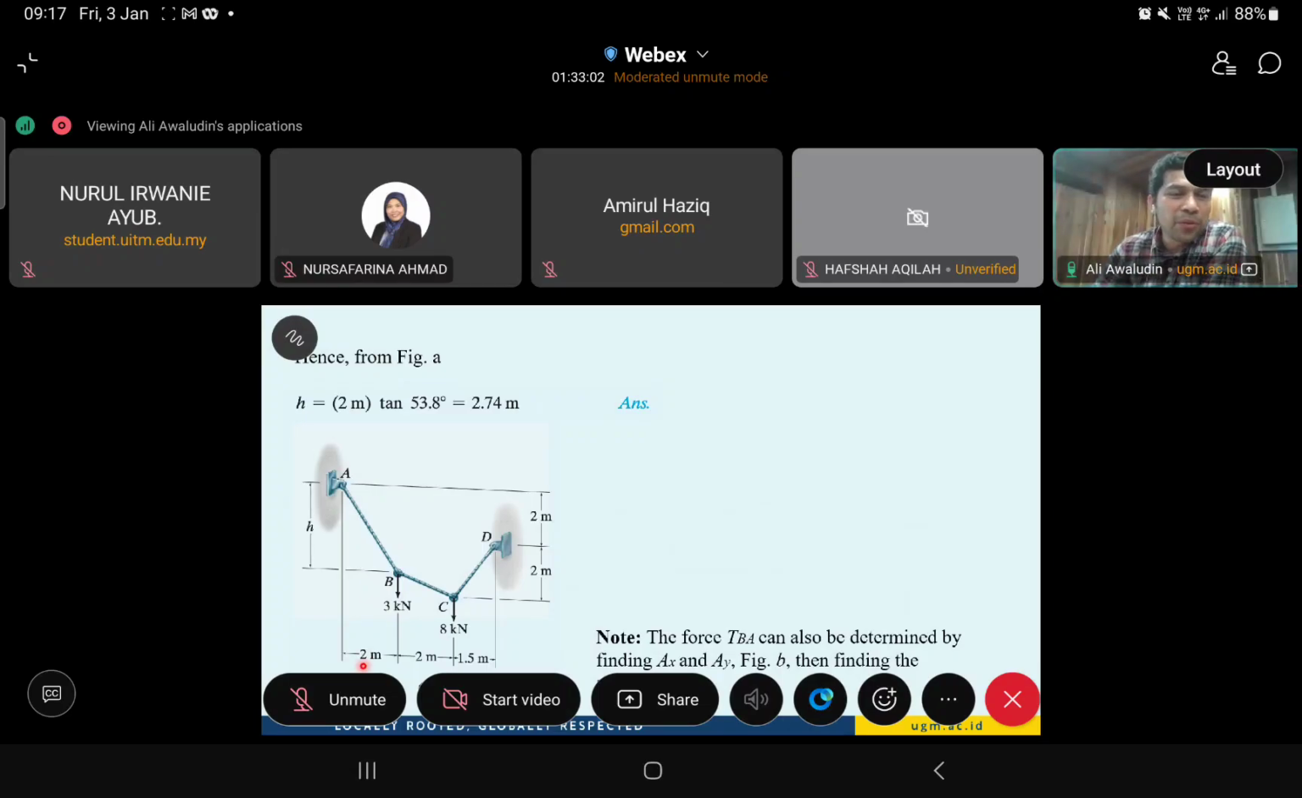After we know the inclination of BC, and we have the horizontal distance from A to B, which is 2 meters, we can use trigonometric or geometrical relations to get the H point. So H is the 2 meter distance between A and B multiplied by the tangent of theta B to A, which is 43.8 degrees. So finally we get 2.74 meters. So we solved this problem using structural calculation at this moment.